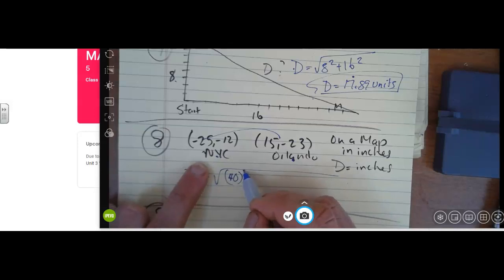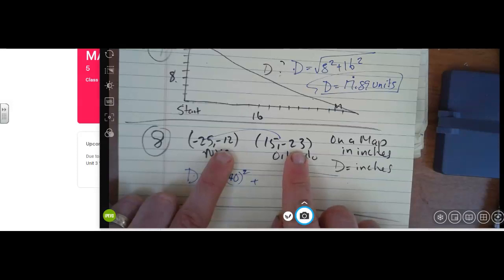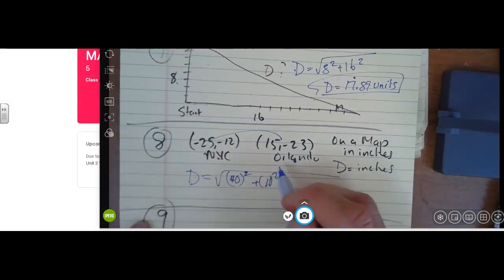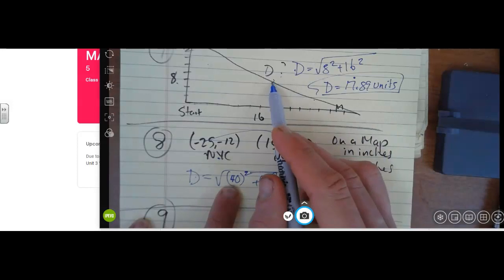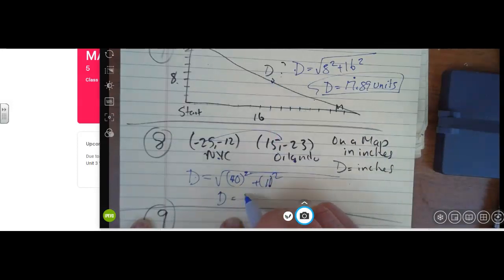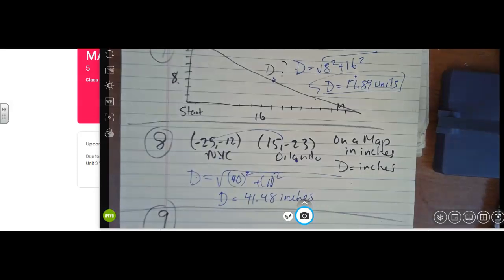Okay, 40 squared plus, now the difference between these two numbers, think of absolute value, 23 minus 12 is 11, so it's 11 squared. And then the distance, so the answer has to be bigger than 40 inches, right? Because the distance, which is the hypotenuse, is the longest side there, so it's going to be 41.48 inches. And that's it for 5.9. Hope that helps.